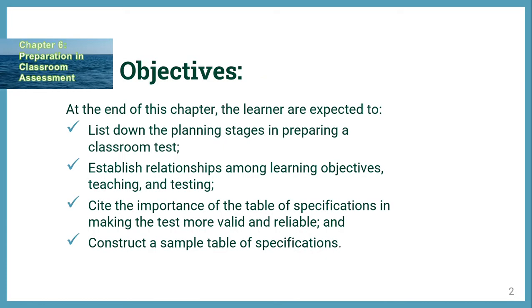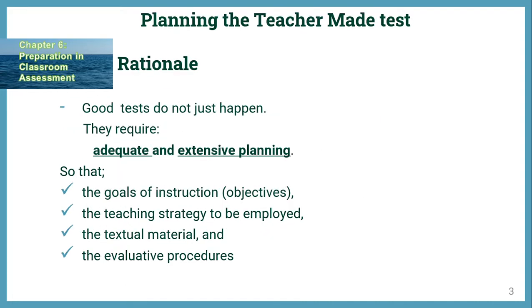Now, at the end of this chapter, you are expected to list down the planning stages in preparing a classroom test, establish the relationship among learning objectives, teaching, and testing, cite the importance of the table of specifications in making the test more valid and reliable, and construct a sample table of specifications.